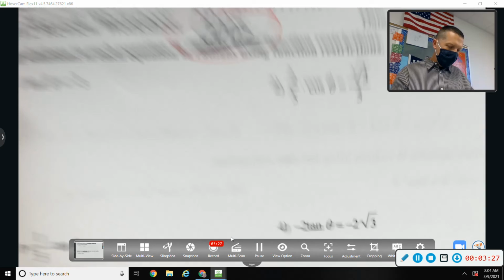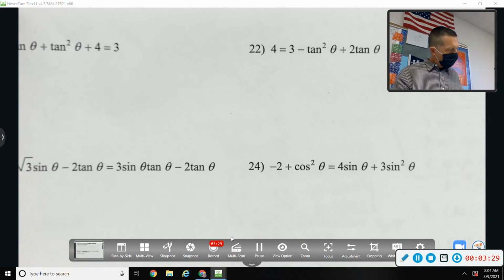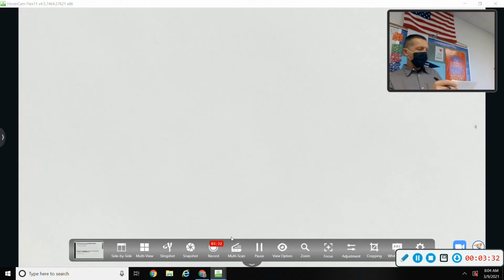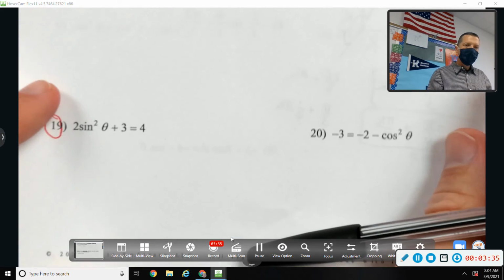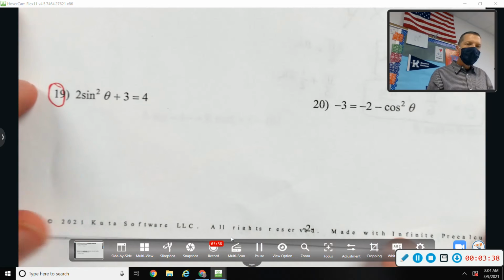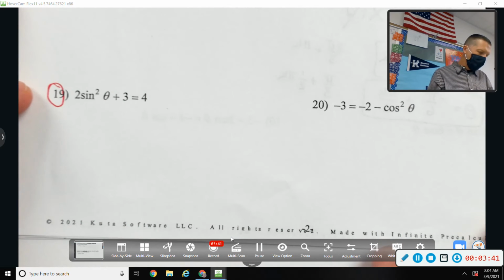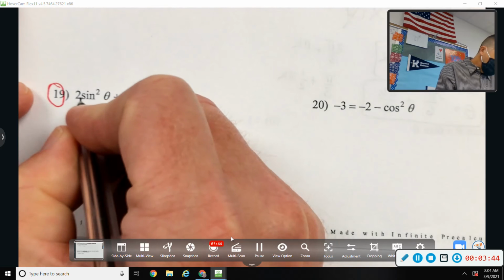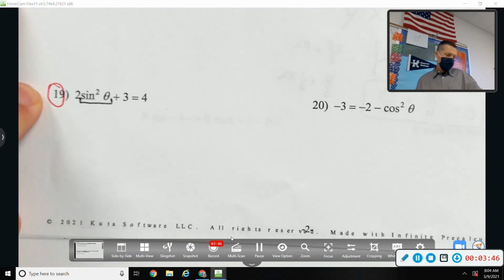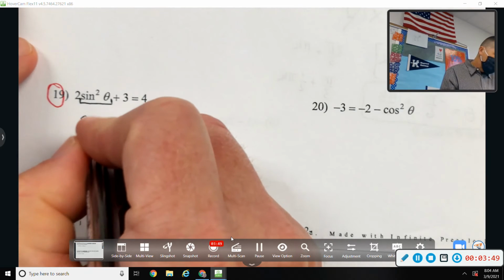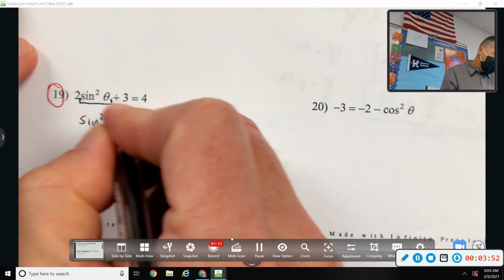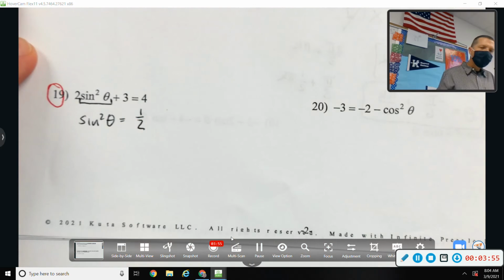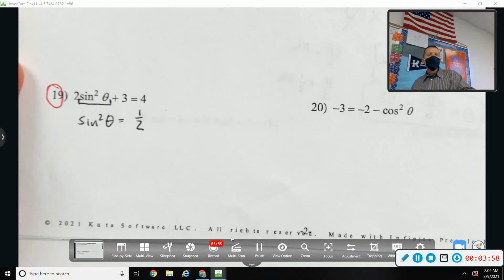All right, let's look at 19. Two sine squared theta plus 3 equals 4. So job 1 would be to get sine squared by itself. So I'm going to subtract 3 and divide by 2. Sine squared equals 1/2. Well, that's tempting, because that's a unit circle value, but I can't go to the unit circle yet because this is sine squared.